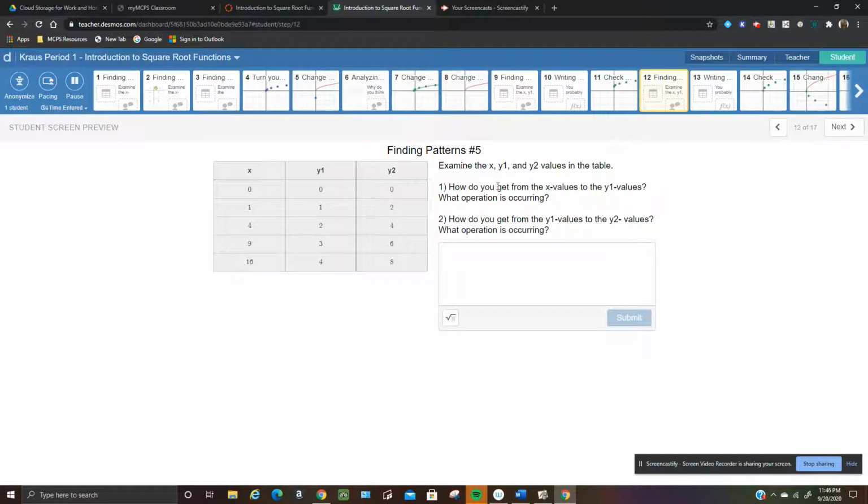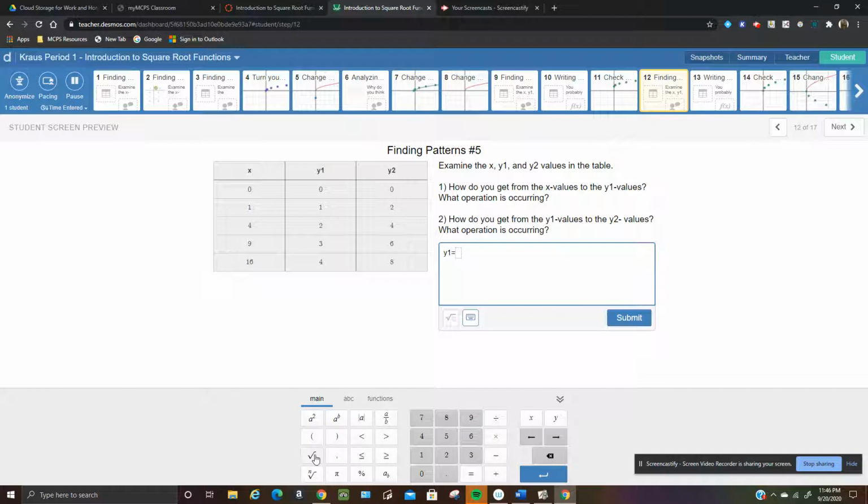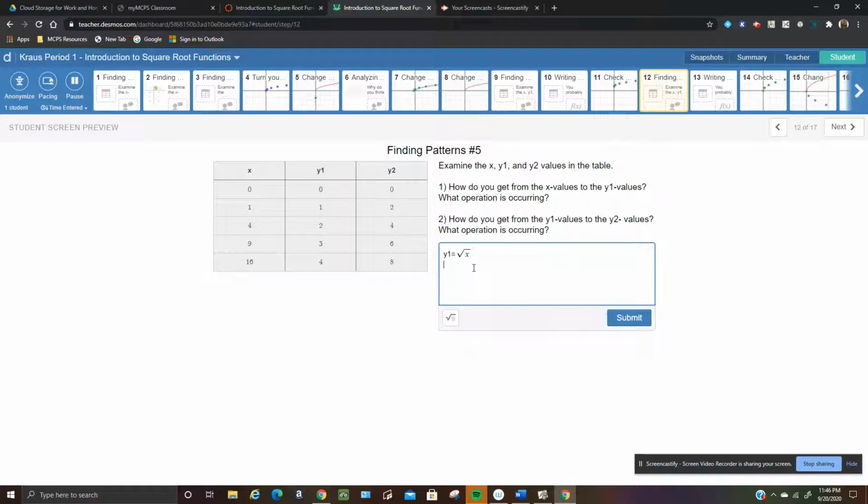Examine these values, how to get from the x value to the y1 value again. So y1 equals the square root of x again. And y1 to y2 values, let's see, multiply by 2. Multiply the y1 values by 2.